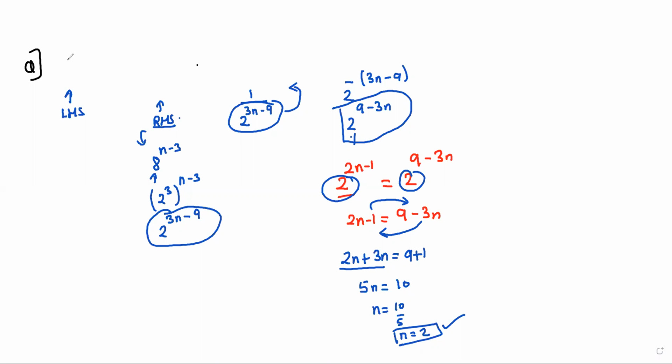Okay. Ready for the next question? 5 to the power of n is equal to 3125. Then find the value of 5 to the power of n minus 3.